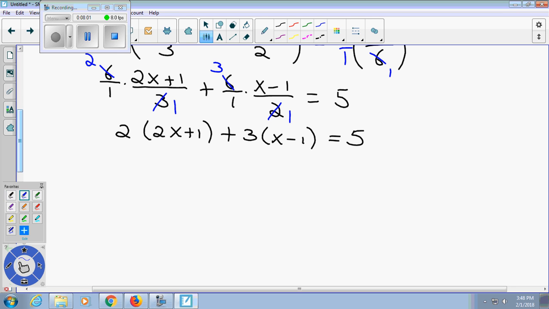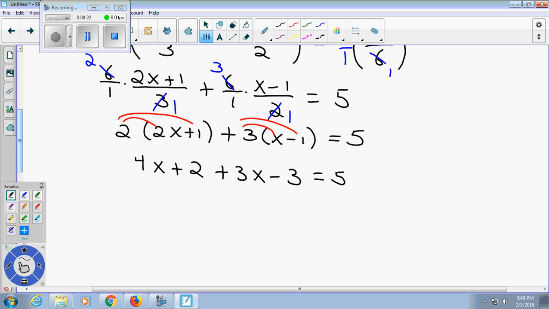So what I'll do is distribute the 2 into the parentheses, the 3 into the parentheses, and go from there. We have 4x plus 2. Then we have plus 3x minus 3 is 5. And again, on the left side, I have some like terms. 2 and the minus 3 can be combined. So we get a total of 4x and 3x is 7x. See, 2 minus 3 is negative 1, is equal to 5.